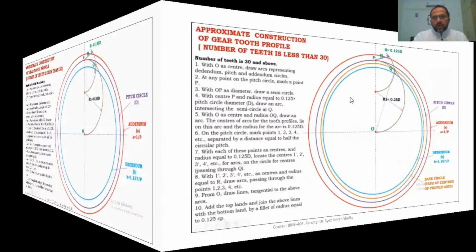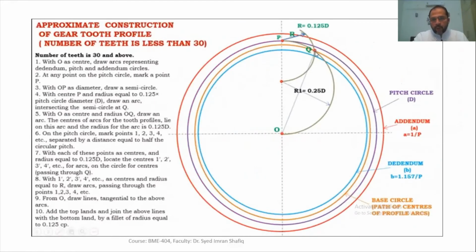Clear? So now with O as center and radius OQ, we have drawn this brown circle, and we have called it the base circle or the path of centers for the profile arcs. To summarize up till here, we have drawn four circles: the addendum circle diameter, the dedendum circle diameter, the pitch circle, and the fourth, the brown one, is the base circle or the path of centers of profile arcs. Right.